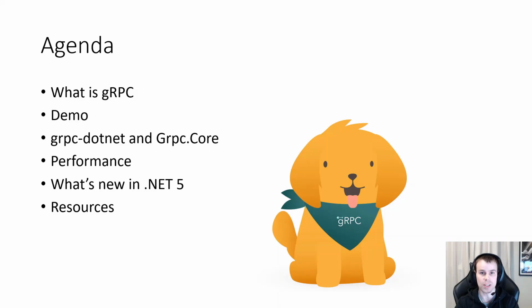We're going to look at performance. Performance is an item of key interest to a lot of developers who are trying out gRPC. And gRPC provides great performance for your APIs. We're going to look at what's new in .NET 5 for gRPC. This is our second major release. gRPC first came out for .NET Core 3, and now on .NET 5 we have a lot of new features. And finally, we'll go over some resources that are available for developers who are interested in learning more about gRPC.